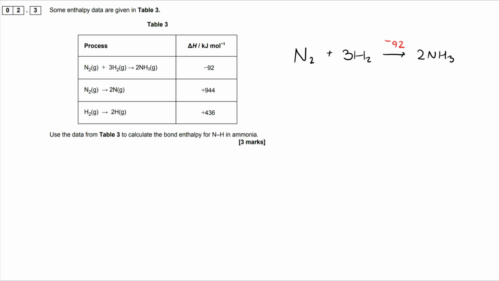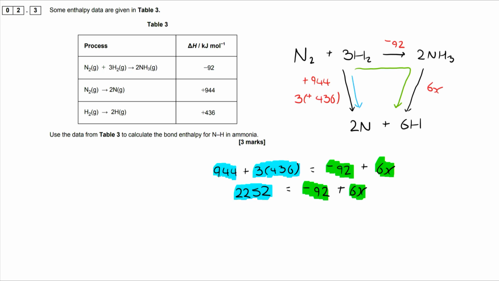I know from the table that N2 plus 3H2 going to 2NH3 is -92. I can also look at what would happen if I break apart an N2 and break apart 3H2s. I would end up with 2N and 6H. The plus 944 is what's needed to break apart the N2 into the 2 N's. And I would need 3 of the 436s to break 3H2 into 6H. Now I want to know what the bond enthalpy for an NH is. I've got 6 NH bonds in 2 NH3s. So I'm going to put 6x in there.